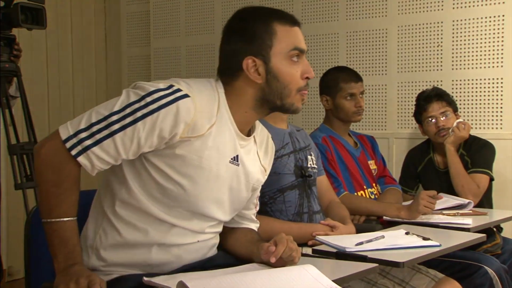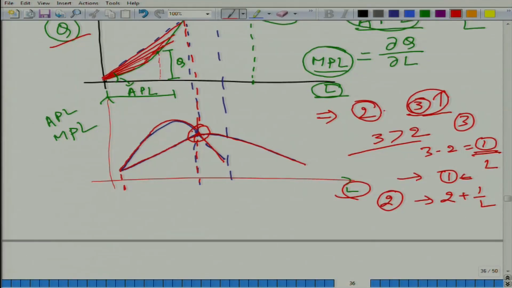So, at that point, MPL, that is the change in labor, should be less than the average, else it will increase again. I am saying for all the points, sir, whenever average is maximum. Not whenever average is maximum. Average is maximum only at one point.